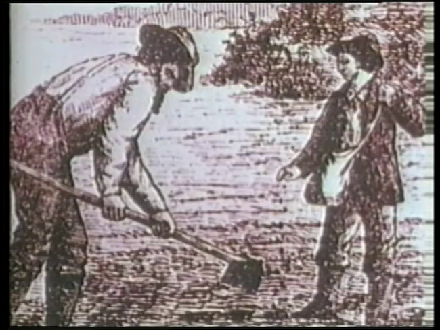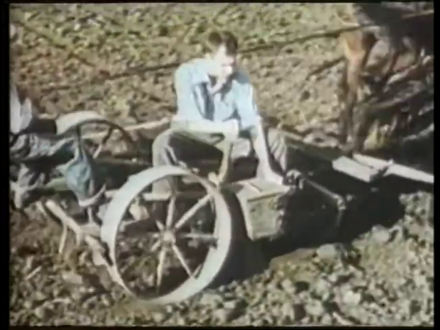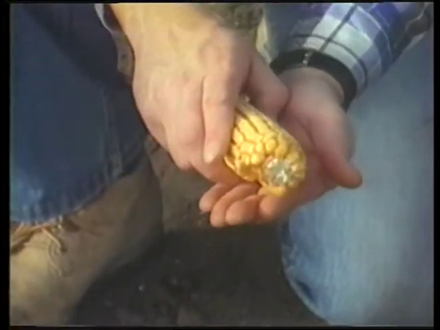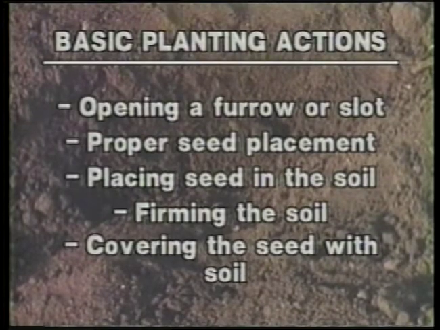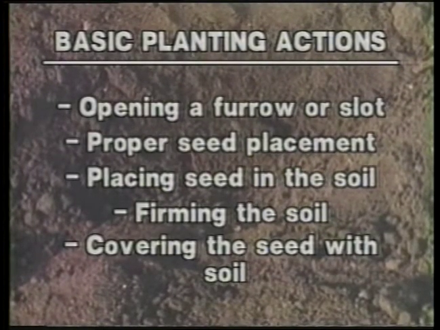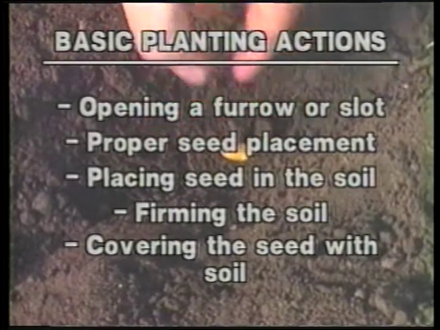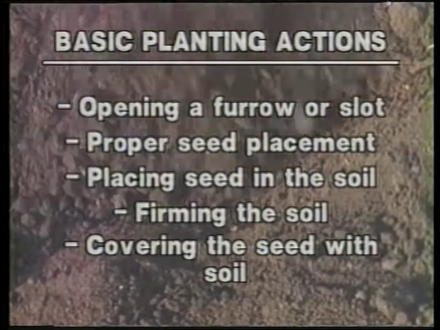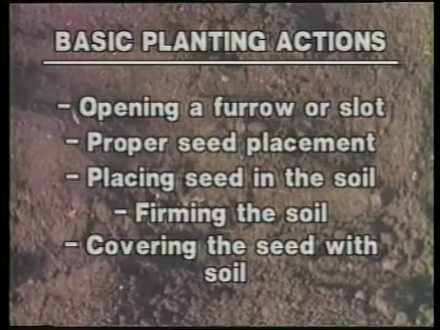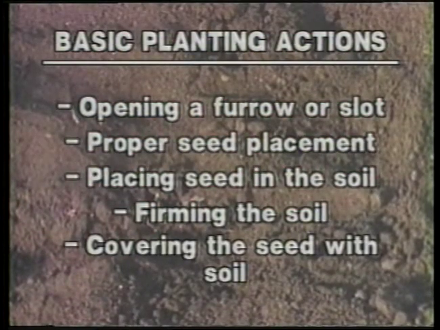Planting has been done by humans since the dawn of agriculture. The basic actions of planting are opening a furrow or slot in the soil, properly spacing the seed, placing seed in the soil, firming the soil around the seed, and covering seed with soil.